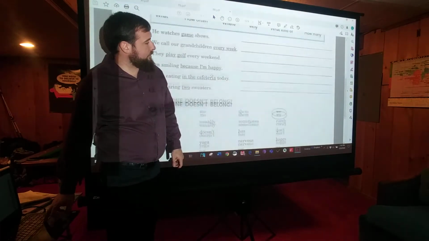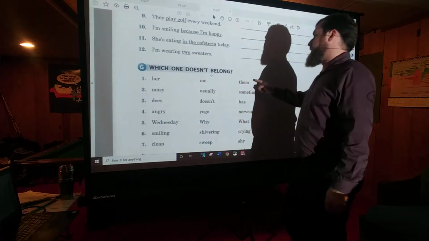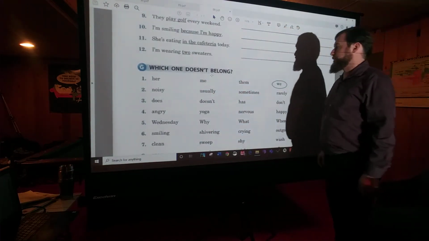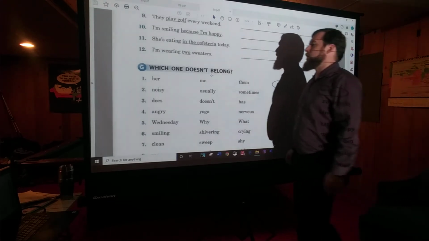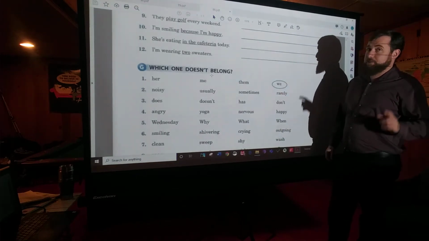Then down here we have one where it says, which one doesn't belong? And you circle the word that's different. Like over here we have her, me, them, and we. That's a little tricky.